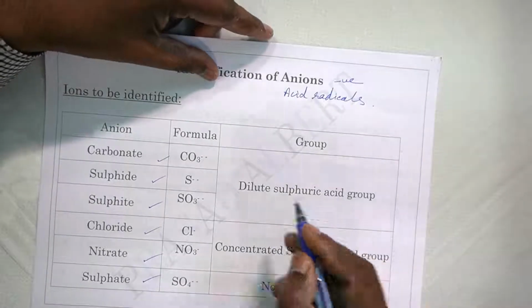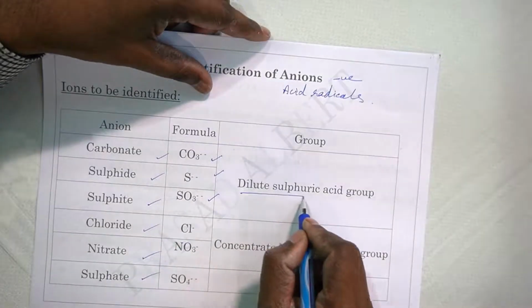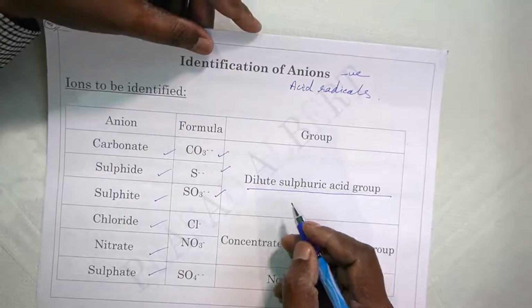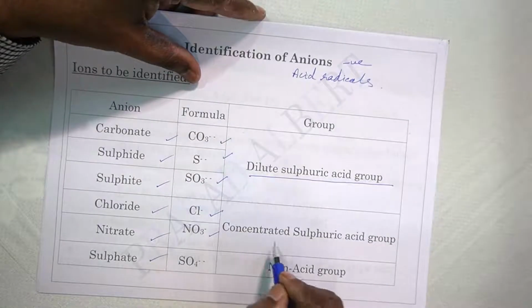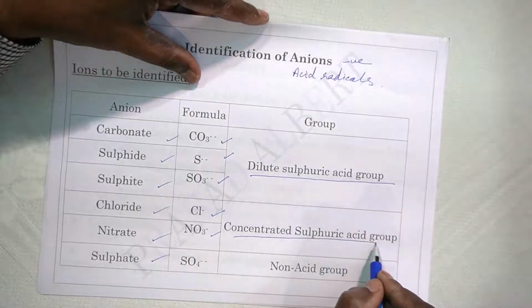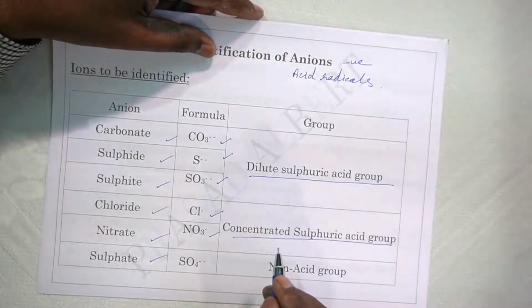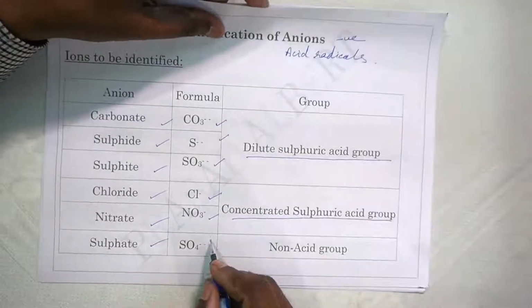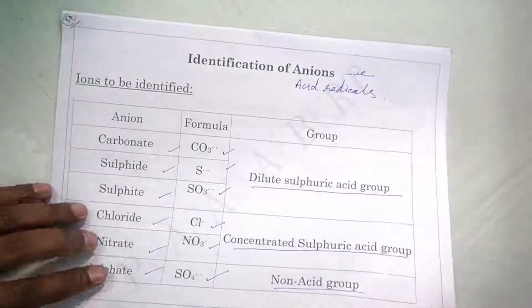Now, we have the anions grouped into different groups. First, the 3 anions carbonate, sulfide and sulfite are categorized as the dilute sulfuric acid group, because they can be identified easily with the help of dilute sulfuric acid. The next 2, chloride and nitrate, are categorized as the concentrated sulfuric acid group, because they do not react with dilute acid, they react with concentrated sulfuric acid. And the last one, the sulfate ion, is known as the non-acid group because it does not react with acids. So now let us go into detail on how we identify each one of them.